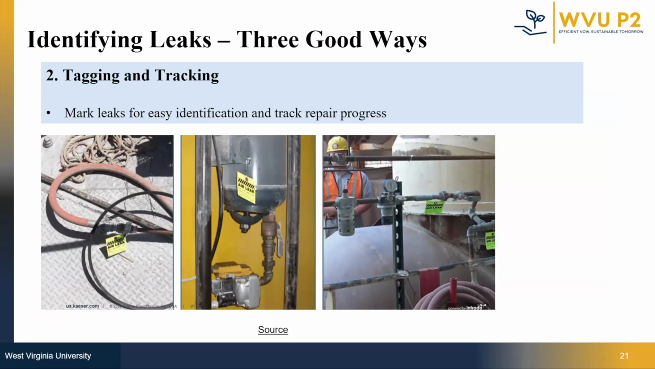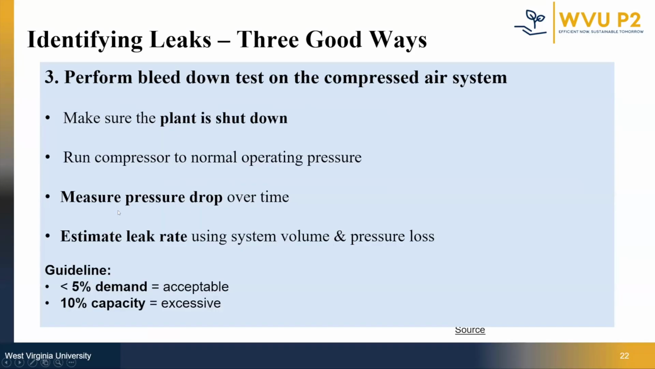After identifying leaks, the next step is tagging and tracking them. This may sound simple, but it is one of the most effective ways to stay organized. By marking leaks with visible tags, like you see in the images, the maintenance team can easily identify where issues are and track which ones have been repaired.